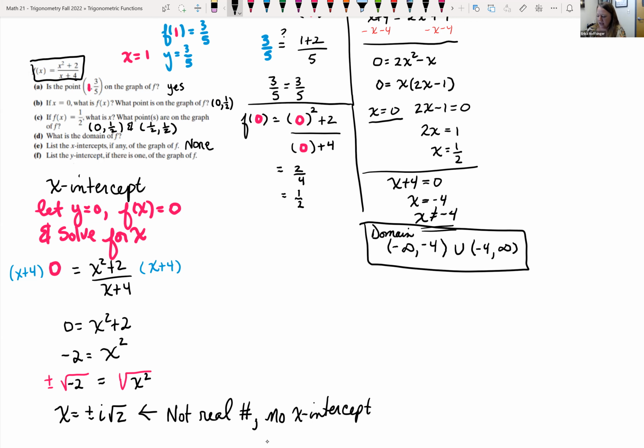So the y-intercept, if we go back and look at the xy plane, any point that would fall on this y-axis, the value of x is always 0. So to find the y-intercept, we're going to set x equal to 0 and solve for y, or f of x.